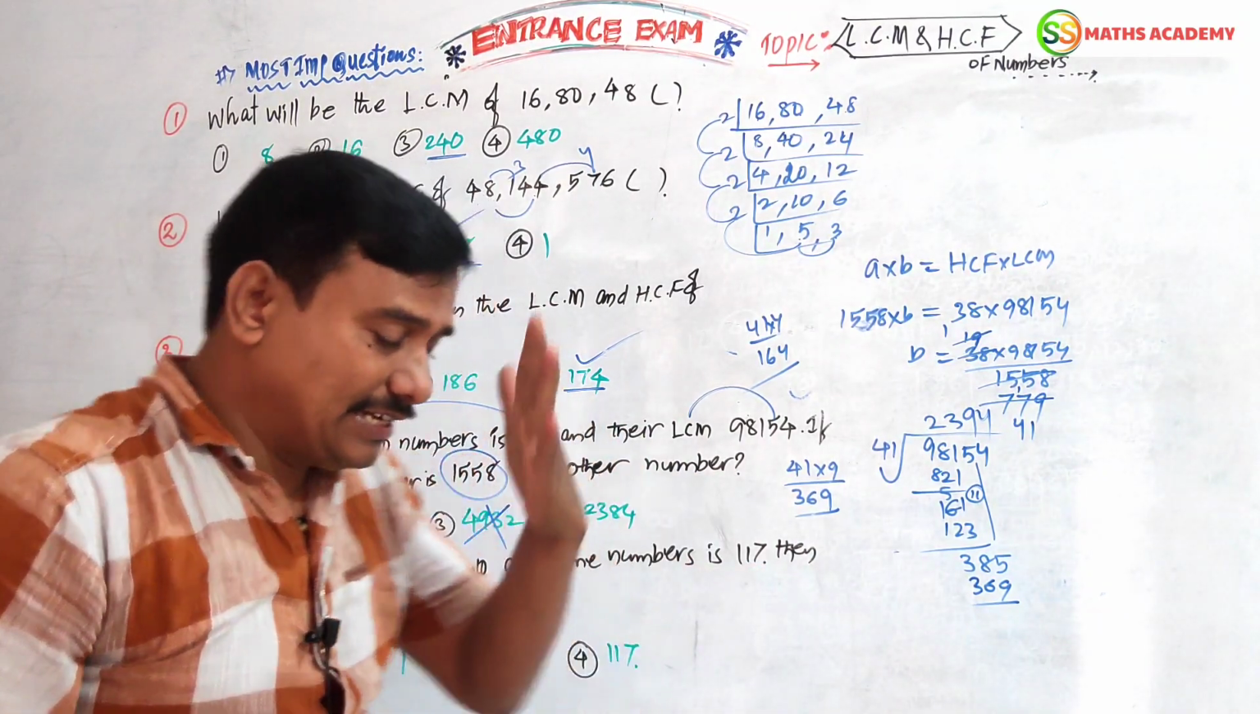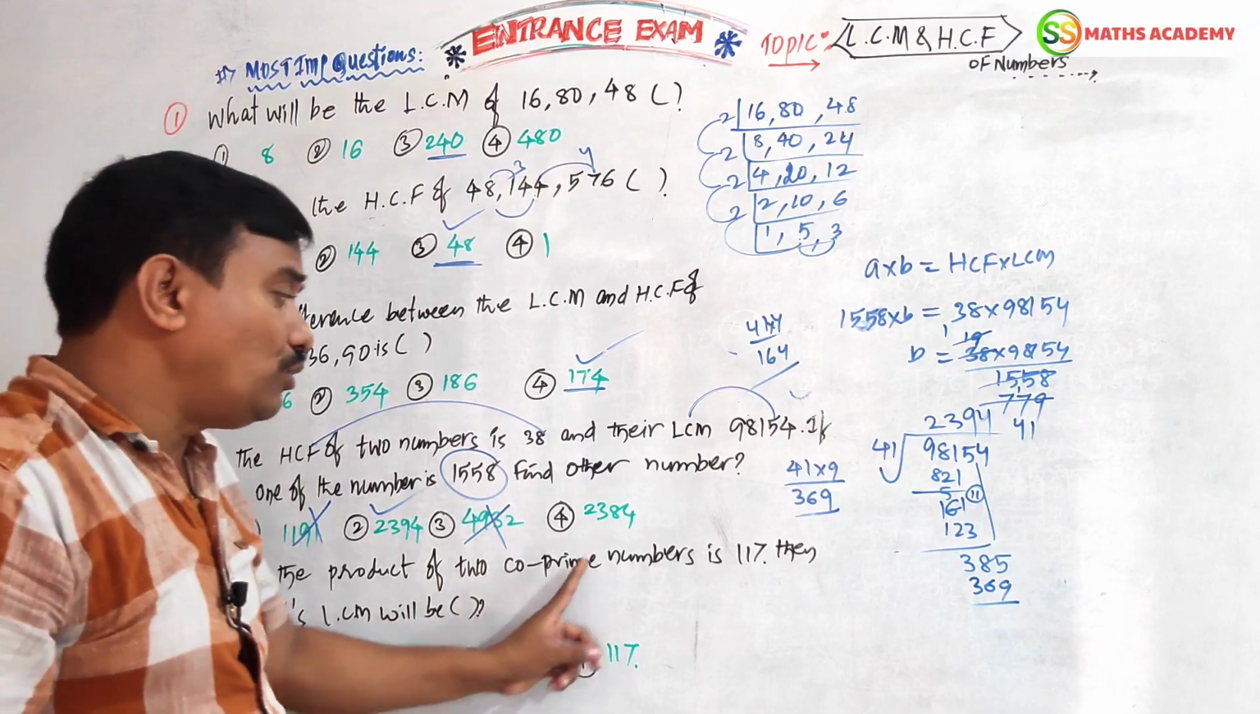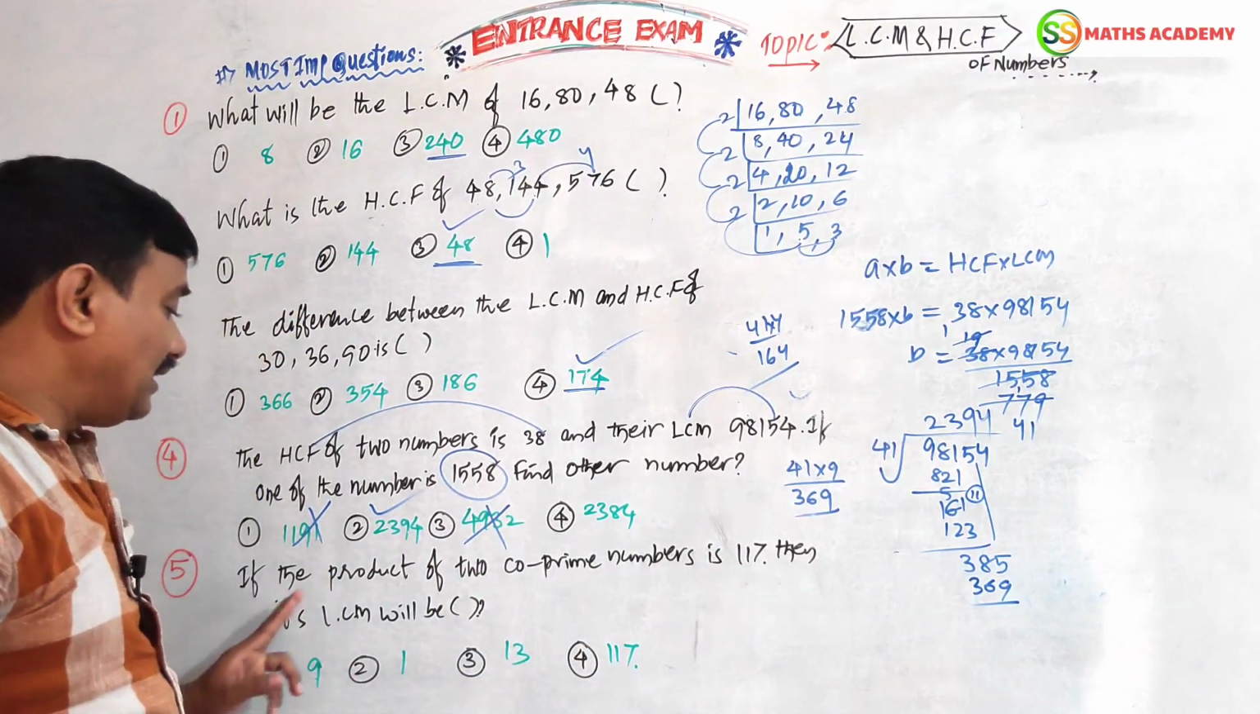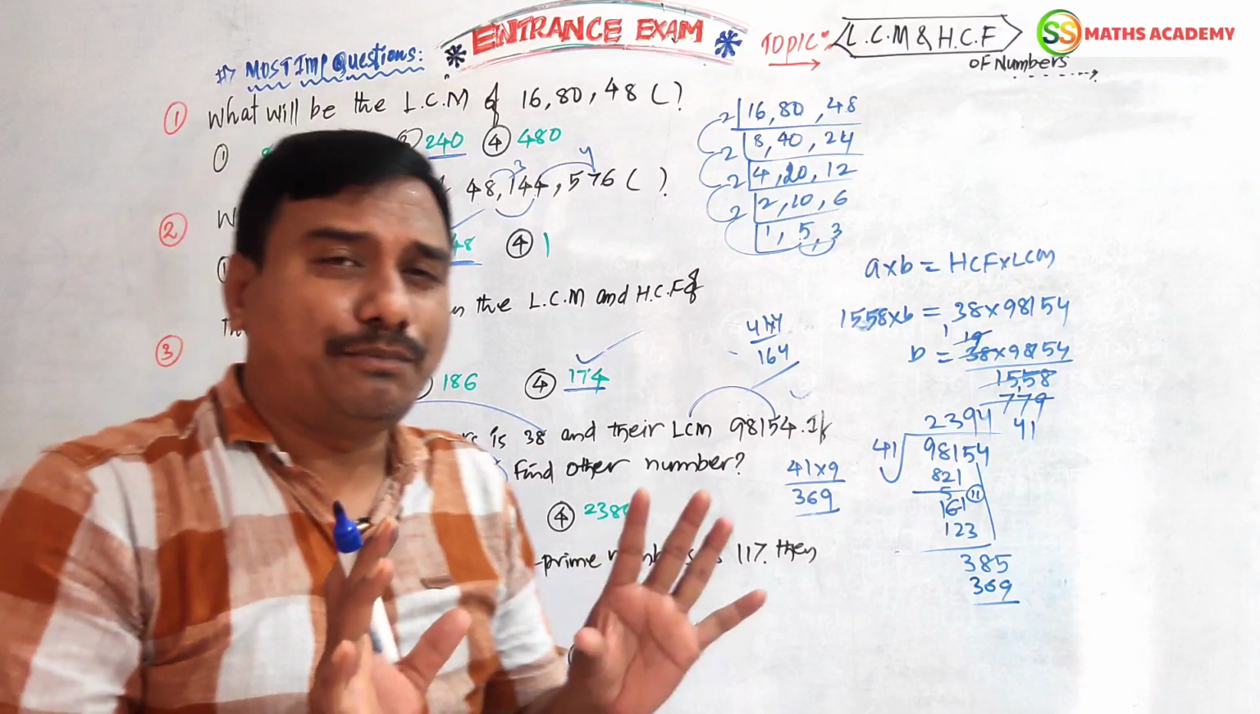Got it? Right? Next. If the product of two co-prime numbers is 117, then their LCM will be, I told you, one important note point.